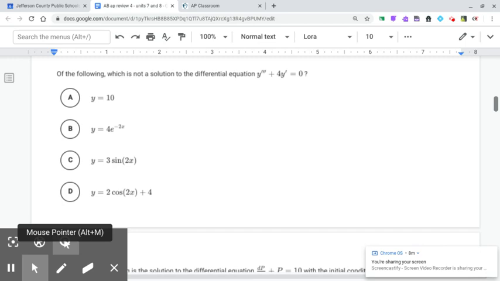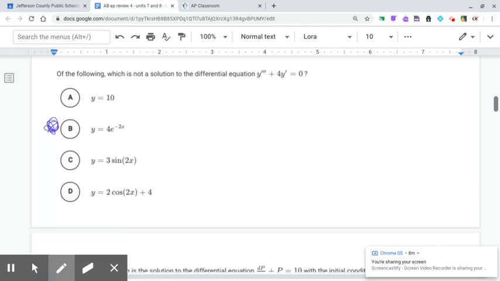Okay, my answer was B. I hope your answer was B as well. If it was B and you understood, then please move on. If it wasn't B, get out the red pen. Here we go.